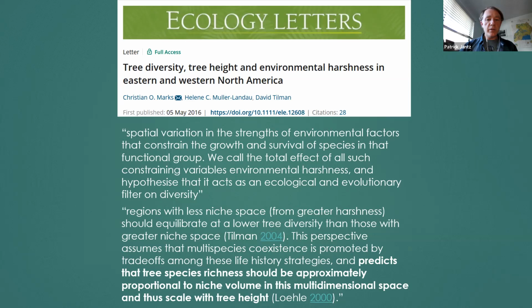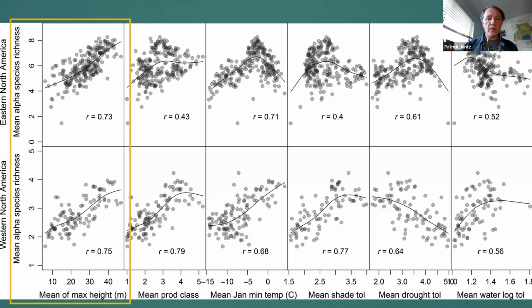And so essentially they make the prediction that tree species richness should scale with tree height. And so that was really interesting to see that perspective. But that's essentially what they found in a FIA analysis, so forest inventory analysis.